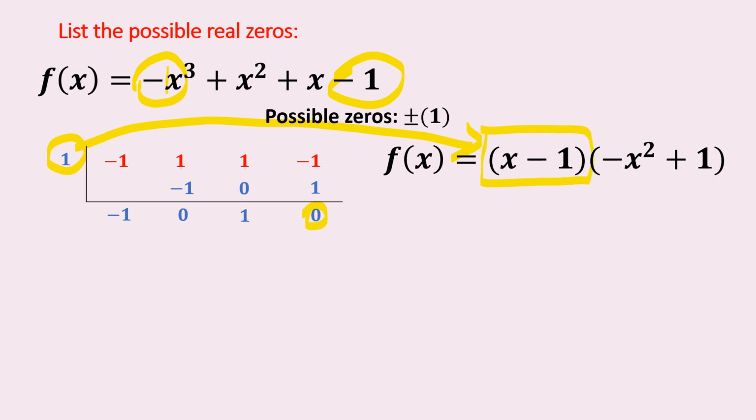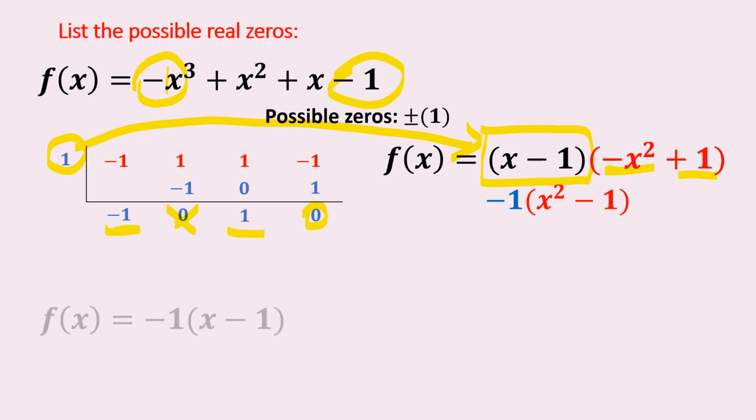Our factor. Left over, we have -x² plus 1. I don't like that this is a negative, so I'm going to factor out that negative. I take a -1 out from both of these, and it switches the sign on both. So now I have a positive x squared minus 1. Anytime I take out a factor, I want to make sure I write it down at the bottom so I don't lose it.